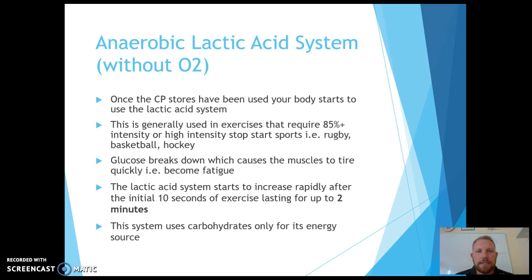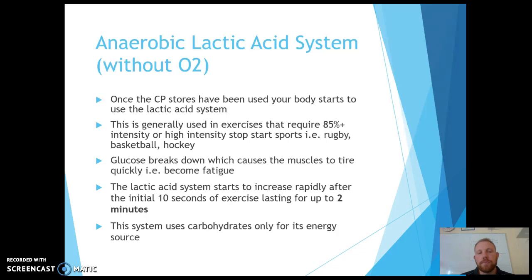So the anaerobic lactic acid system, some people call this glycolysis. I'm quite happy if you call it the lactic acid system, anaerobic system, I'll know what you mean. So this is without oxygen. Once the CP stores have been used, your body starts to use the lactic acid system. This is generally used in exercise that requires 85% plus intensity or high intensity stop-start sports, e.g. rugby, basketball, hockey.